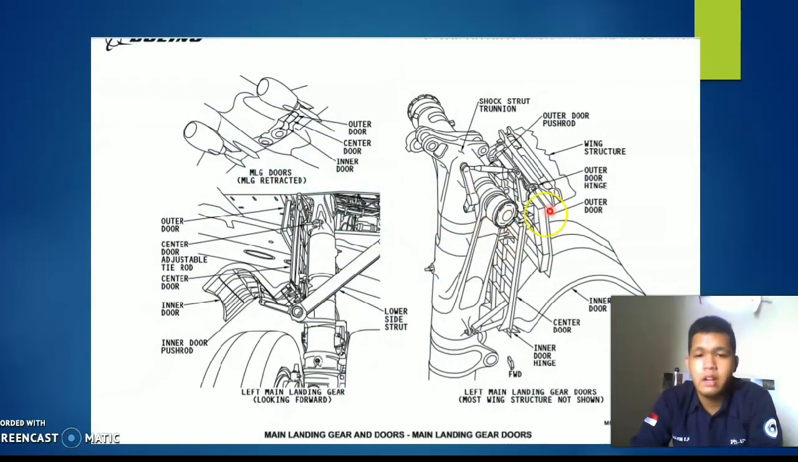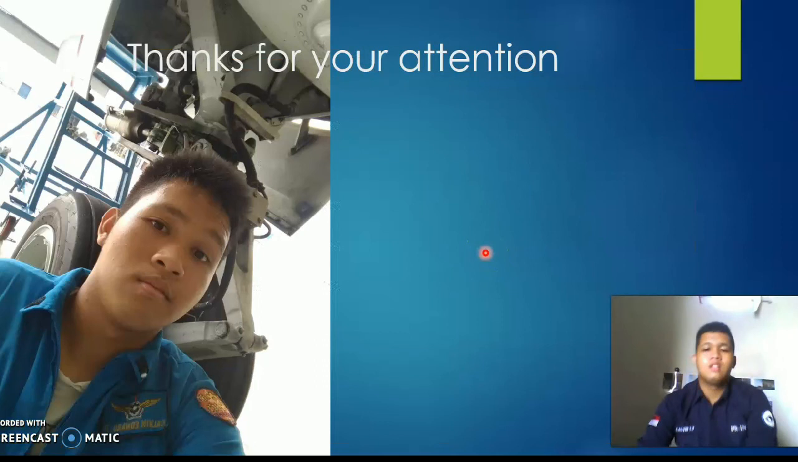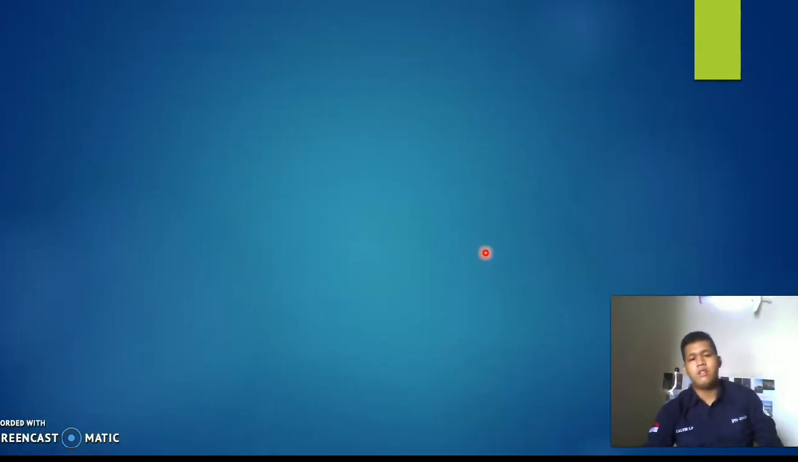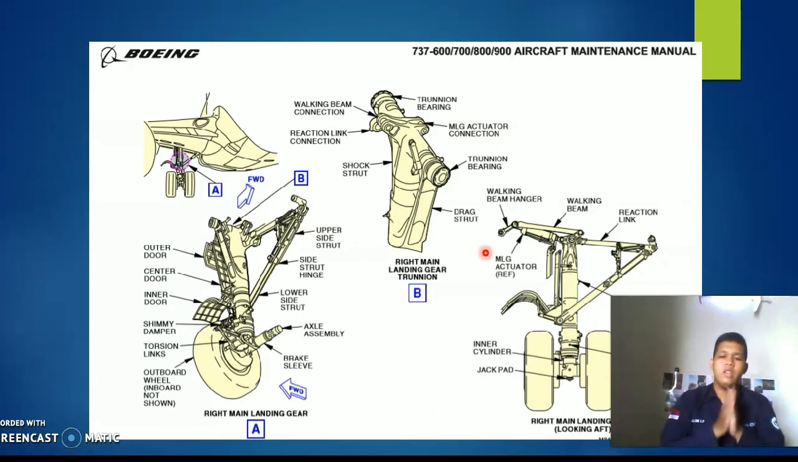This is the left main landing gear, same as the right. In detail: shock strut, outer door hook, inner door hook. We check the strut, center door. Here is the position of left and right. So after we see the area, we do the prevention inspection for corrosion prevention.